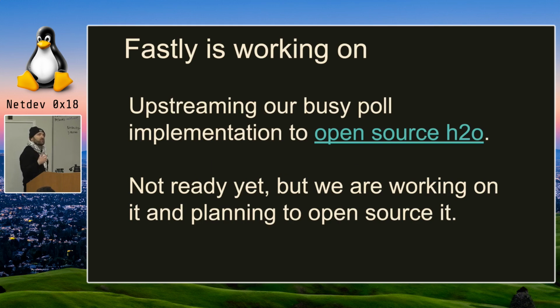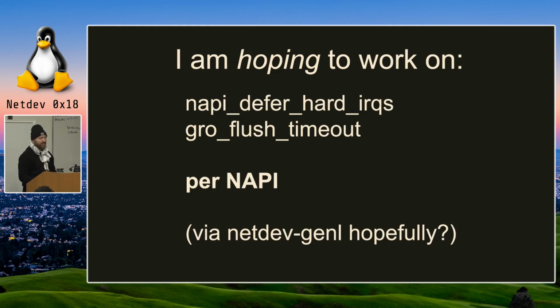Internally, Fastly is working on upstreaming our busy poll implementation to open source H2O. It's not quite ready yet, but we are working on it, and it will be open source. And I think this is important because if other web servers out there, like Nginx or something, want to add support for busy poll, they'll be able to look at how it's done in H2O, and they'll have a model to follow, because we sort of had to figure this all out ourselves, or actually I had to figure this out because I was working on this.